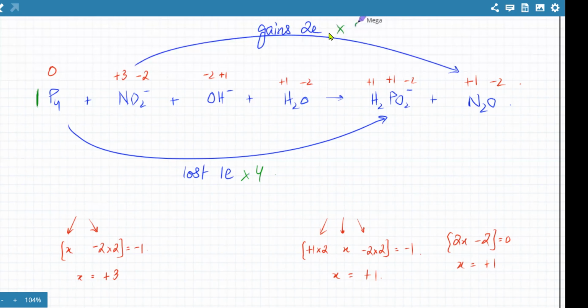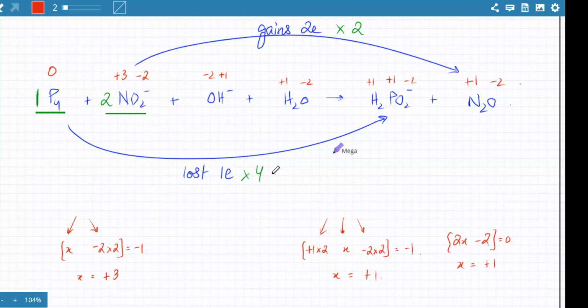I need to multiply that by 2. So that means there should be 2 nitrogens. And there are 2 nitrogens already over here. So that's balanced. Now the number of electrons gained and lost are balanced without going into fractions. Because the problem was that even if I keep this as 1, I still have 4 phosphoruses. So each phosphorus is losing 1 electron. So in total, 4 phosphoruses would be losing a total of 4 electrons.